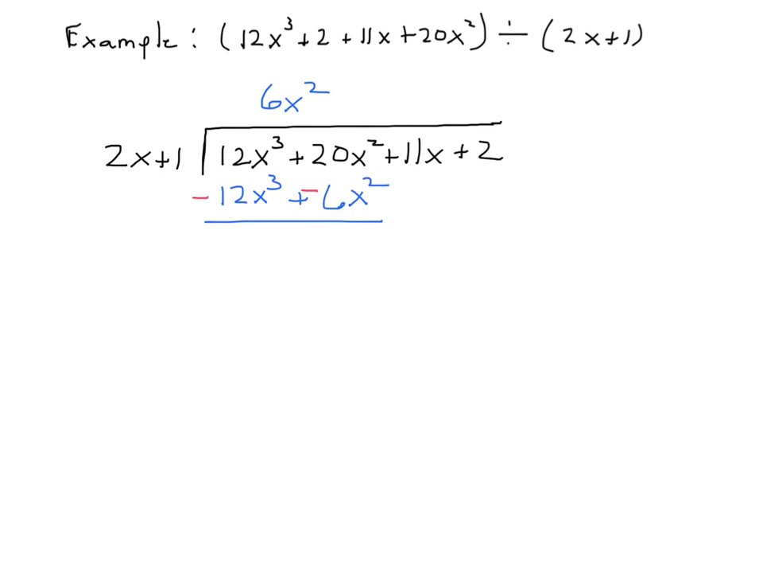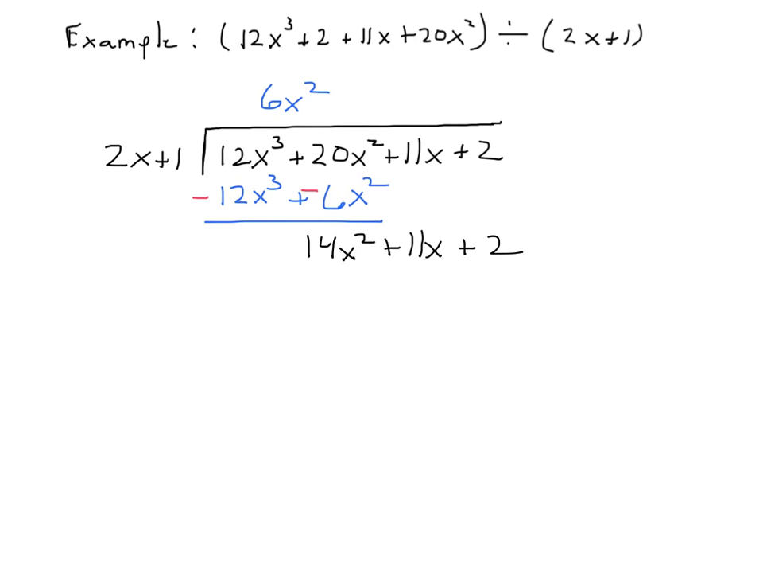When I simplify that, 12x cubed minus 12x cubed is going to be 0. 20x squared minus 6x squared is going to be 14x squared. And then I'll bring down plus 11x. I tend to just bring down everything, so plus 2. It's up to you. You can bring down one term at a time, but there are times later on where you might need to actually bring down more. So I tend to just bring everything down. It's not going to make a difference either way, and it's not going to cause a problem for you on a test or quiz if you choose not to either.